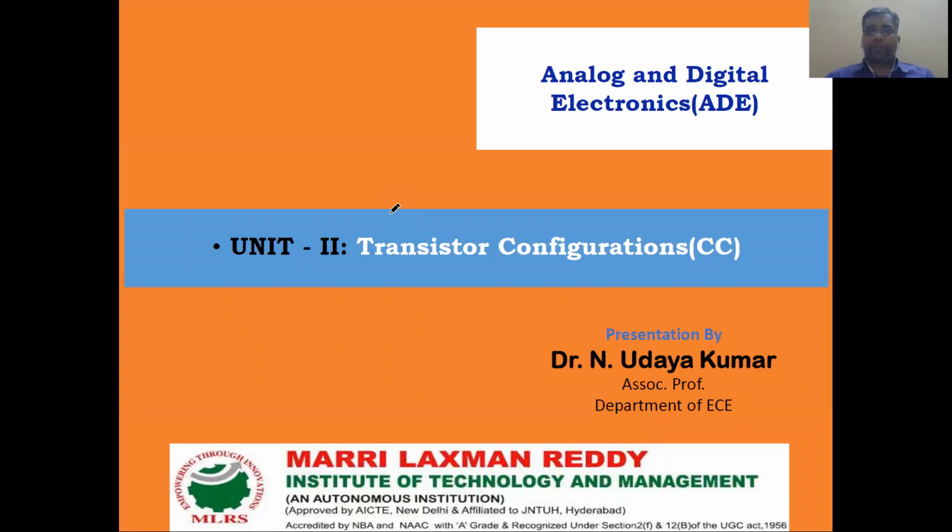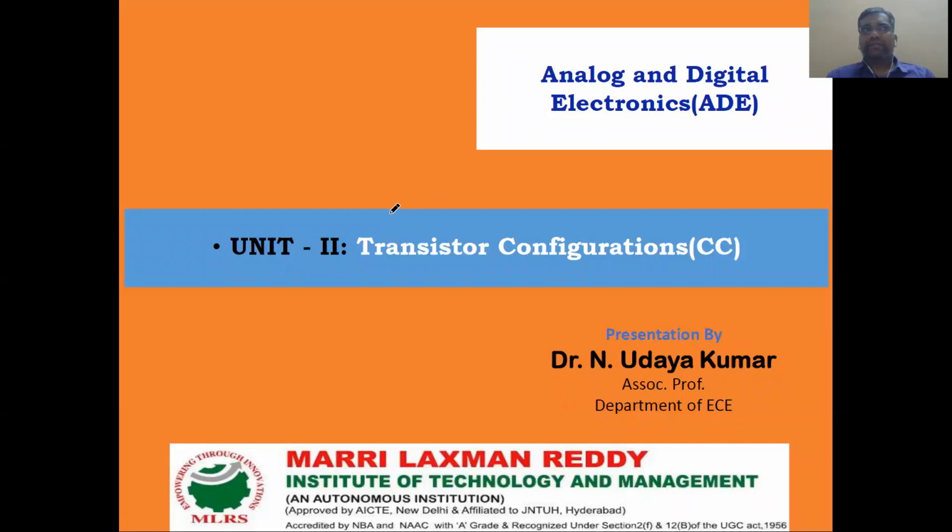Today, our topic is transistor configurations under common collector configurations. Let us briefly recapitulate what we discussed in the previous class. In the previous class we talked about the common emitter configuration. In common emitter configuration, the emitter is common to both input and output side, and we saw the current amplification factor in common emitter configuration, beta. So beta is equal to IC by IB.